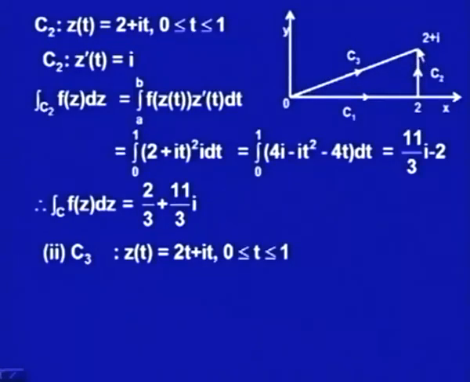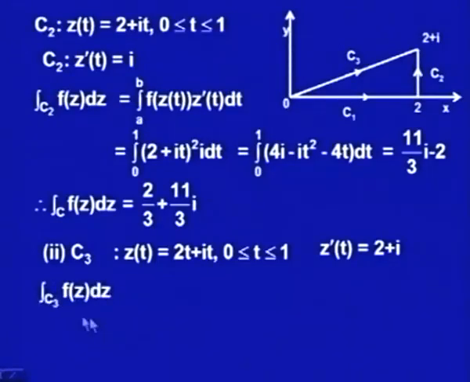So let us take y as t. So y is ranging from 0 to 1 and then x would be 2t. So now I am getting x is 2t and y is t. So I am getting z of t as 2t plus it, and t we have taken as y. So t is ranging from 0 to 1. So this is the parameterization of this straight line from 0 to 2 plus i. So if I find out its derivative, z dash t would be 2 plus i.